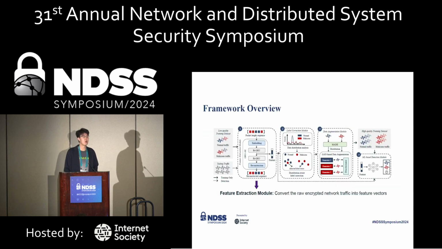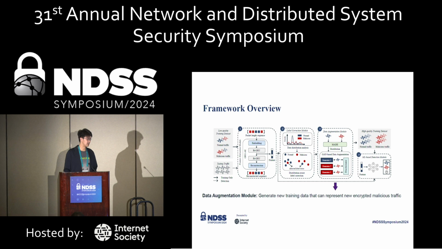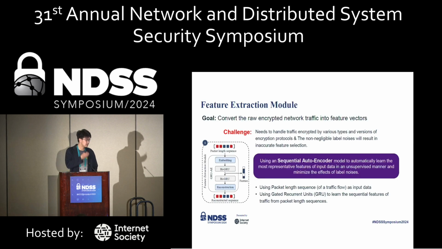According to our core idea, here is our framework. It contains 3 modules. The first module is the feature extraction module. It converts the raw encrypted traffic into feature vectors. Then comes the label correction module. It estimates the training data's distributions and then detects and corrects the label noise. The third module is the data augmentation module, which generates new training data that can represent new types of malicious data. Here is our first module, the feature extraction module.